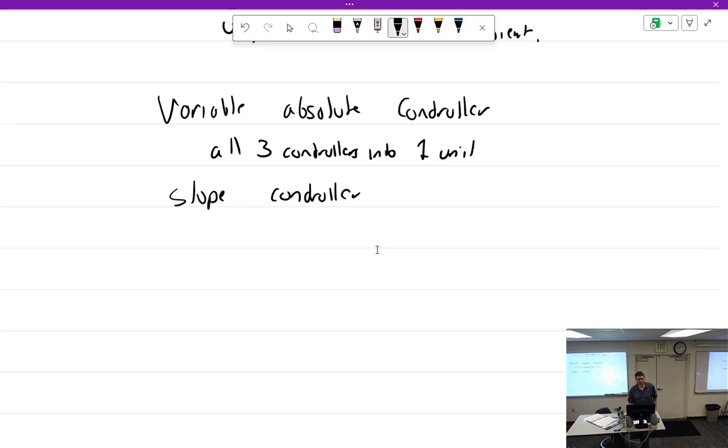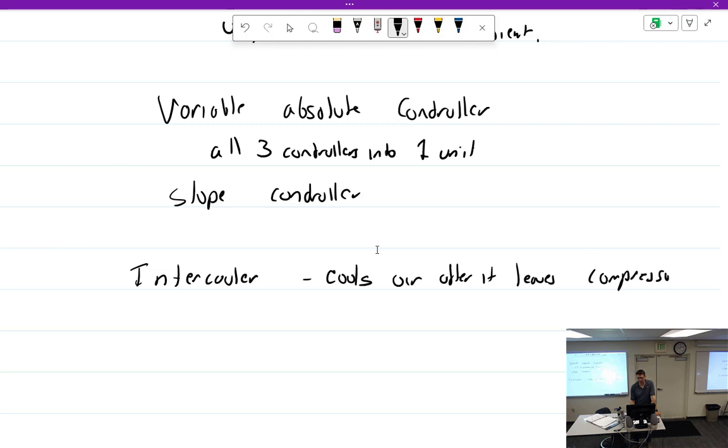I talked about intercoolers briefly. What's an intercooler? Okay, this air gets hot, so you run this air through a radiator. This cools air after it leaves the compressor. If you cool it, you get back some of your density.